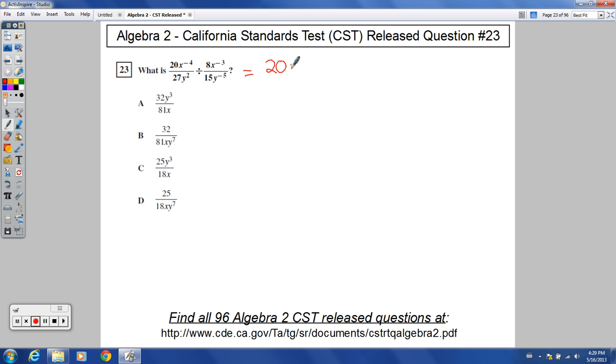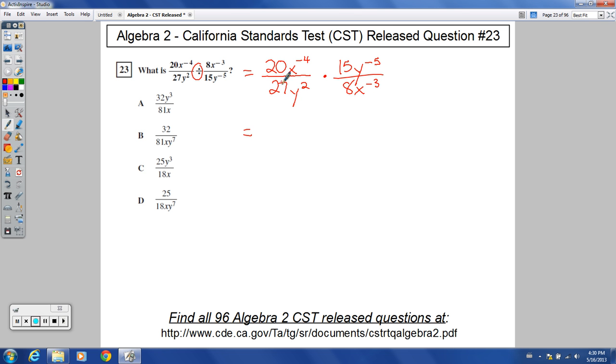What do I got? I've got 20 x to the negative 4. I'm going to take care of that negative exponent in the next step. But I want to take care of that divided by sign right now. That divided by sign is going to change to a multiplication of the reciprocal of that fraction. So I'm going to write 15y to the negative 5 on the top and 8x to the negative 3 on the bottom. So dividing by a fraction is the same as multiplying by the reciprocal.